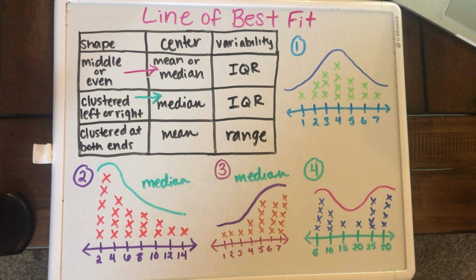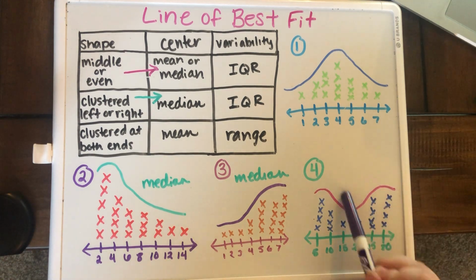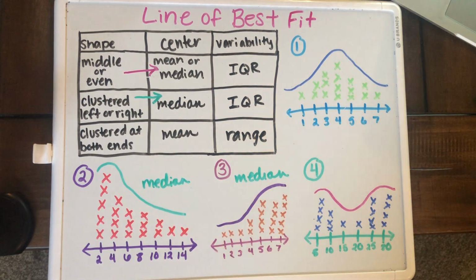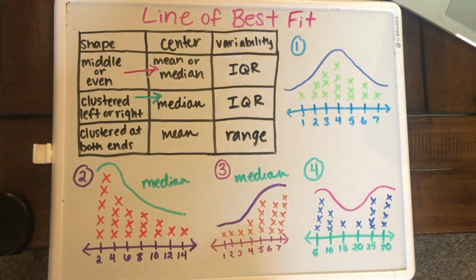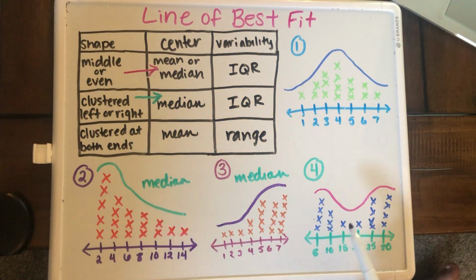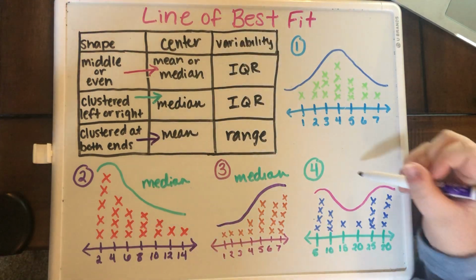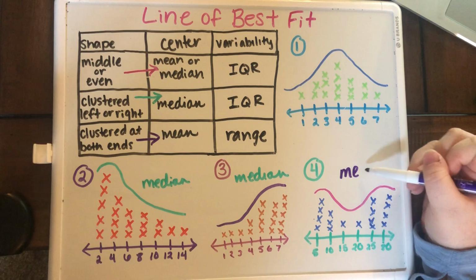Now on the last one, number 4, we discussed is clustered at both ends, which means there's a big group at both ends of our data. The best way to describe the center or the middle of the data for being clustered at both ends would be the mean. And I'll write that right here.